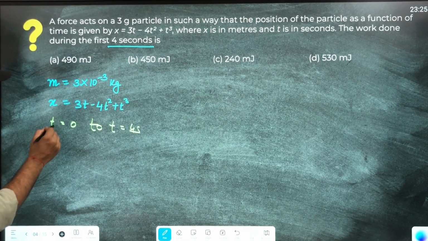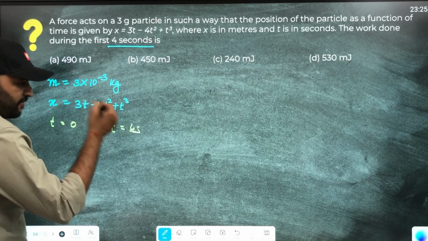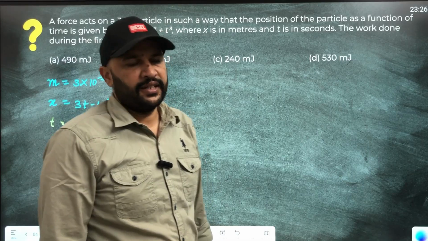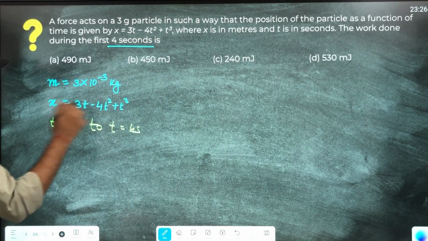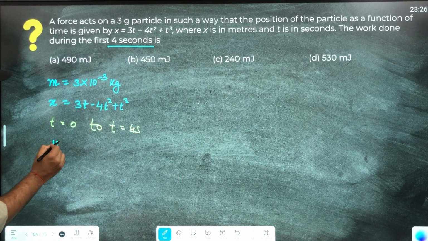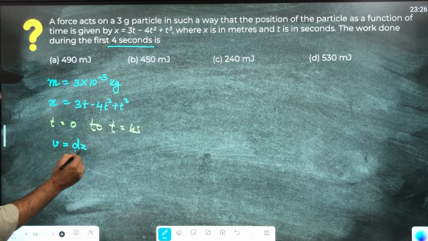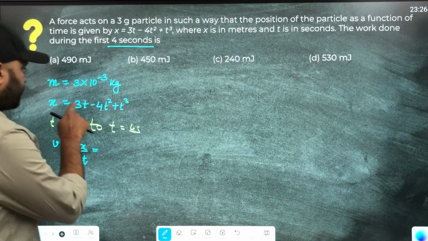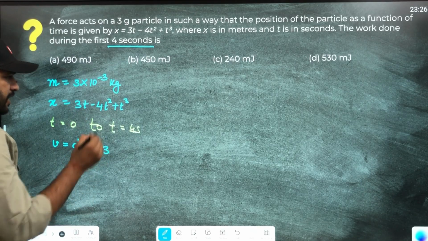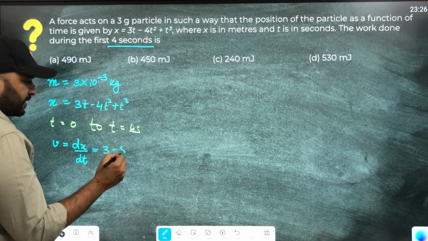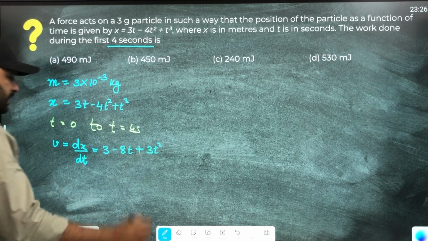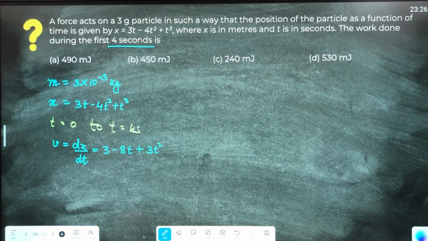So first we will find the velocity at t equal to 0, then we will find the velocity at t equal to 4 seconds, then find the difference of kinetic energies, right? So how do you find velocity? By differentiating such a function. So v will be equal to dx by dt. By now I hope you are habitual with differentiation. What is the differentiation of 3t? It's 3. And of 4t square? Minus 8t. And what's the derivative of t cube? 3t square. I hope this is clear, right? So this is our velocity function.